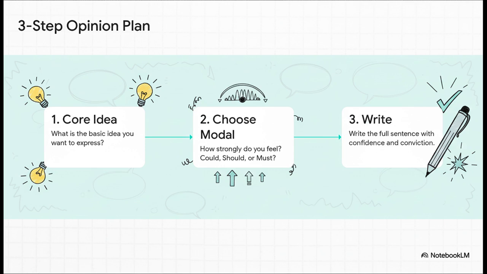Step 1, what's my core idea? Step 2, how strongly do I feel about it? Am I making a could, a should, or a must point? And step 3, write that full sentence with all that newfound conviction. It's a tiny check that makes a huge difference.